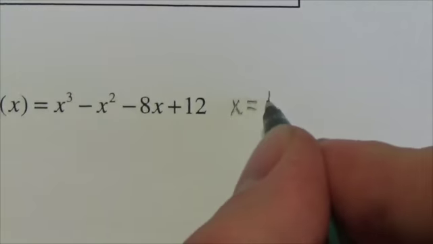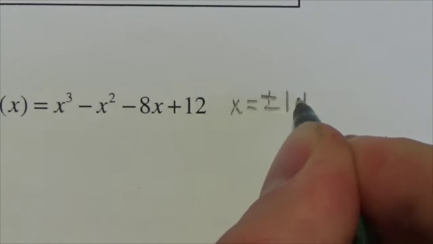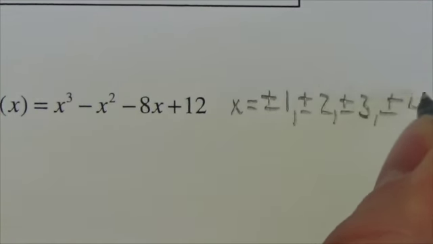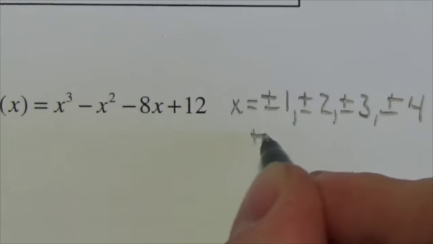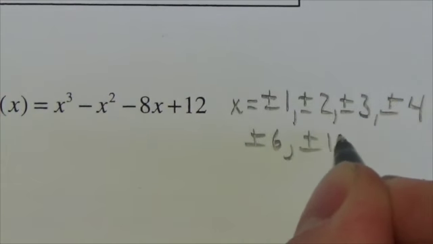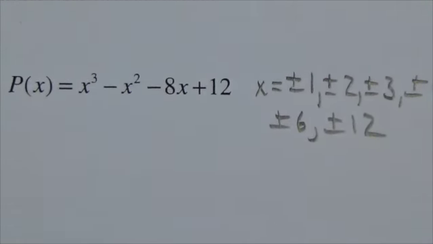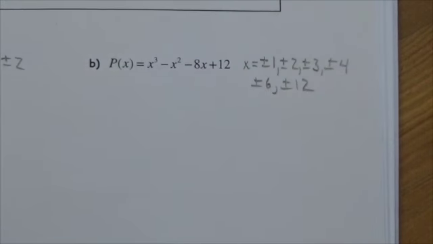Factors of 12 here, this could be plus or minus 1, plus or minus 2, plus or minus 3, plus or minus 4, plus or minus 6, plus or minus 12. Yeah, that's awesome. Lots of good options there. Okay, now we'll zoom out. So now I'm going to start to check these.